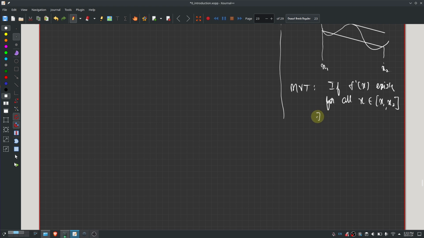then there exists some, let me call it x prime, in x1, x2, such that the derivative of f at x prime equals the slope, which is f of x1 minus f of x2 by x1 minus x2.